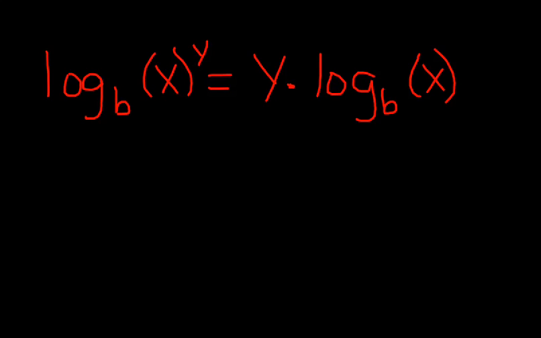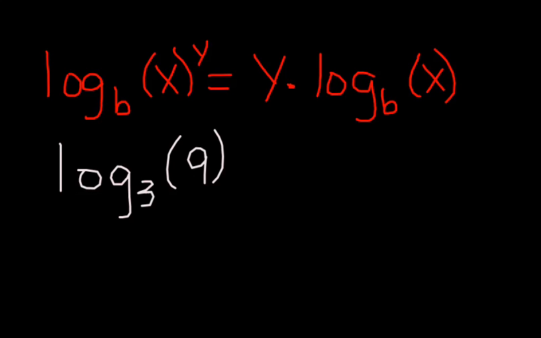For example, if we have log base 3 of 9, and then that is raised to some power like 4, instead of taking the log base 3 of 9 to the 4th power, we're allowed to bring the 4 to the front and simply multiply 4 times the log base 3 of 9.